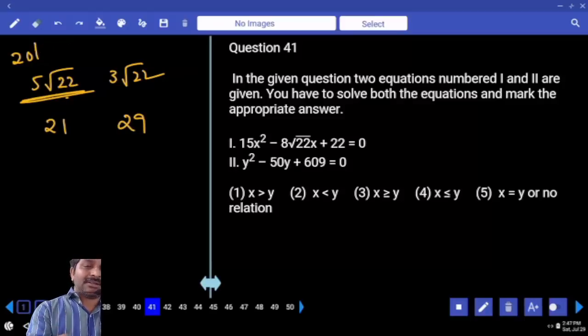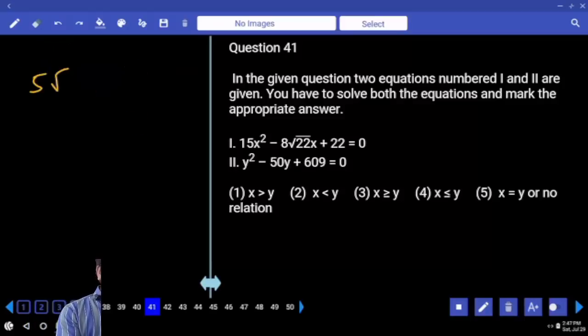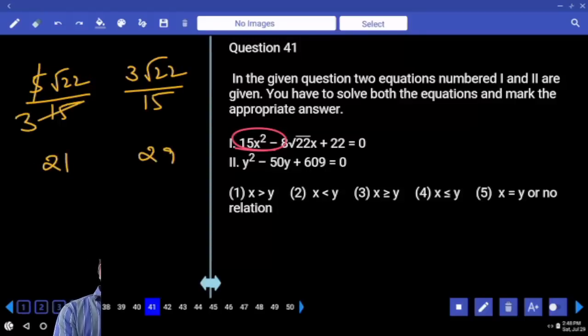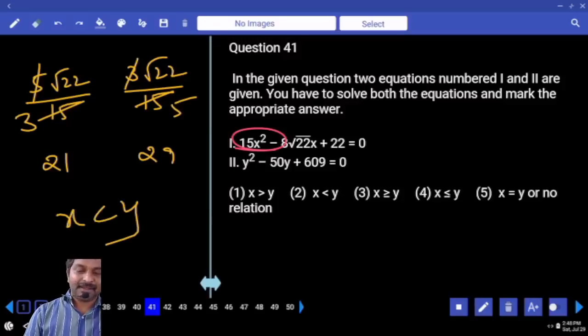I forgot it. Divided by 15, divided by 15, and this is minus, no, 21, 29. 5 how many times? 3 times. 3 how many times? Definitely x is less than y. Correct.